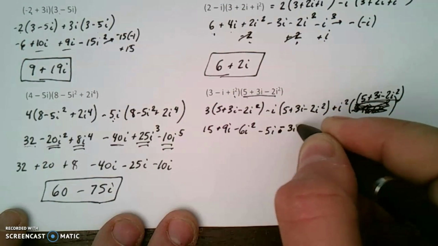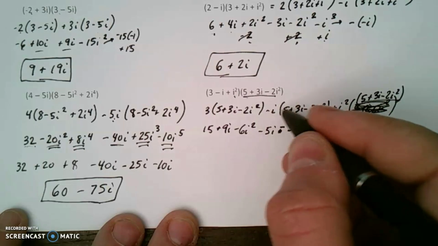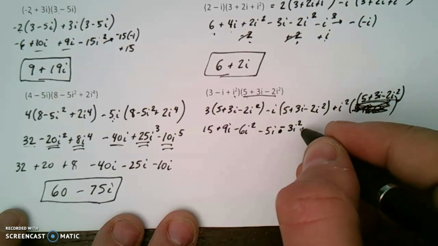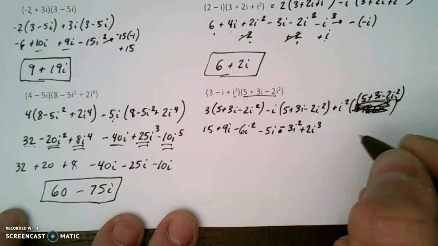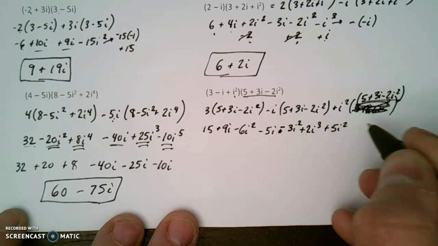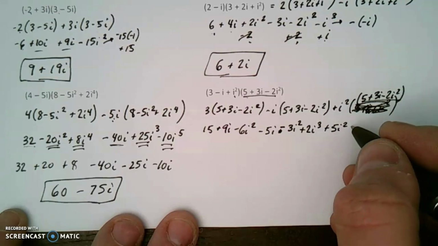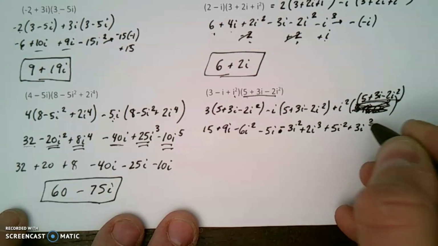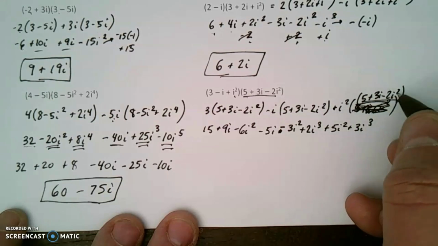Then we come in here, i squared times 5, 5i squared. i squared times 3i is going to be 3i cubed. And i squared times negative 2i squared is negative 2i to the fourth. And now we need to simplify these terms because several of them have an i above the power of 1.